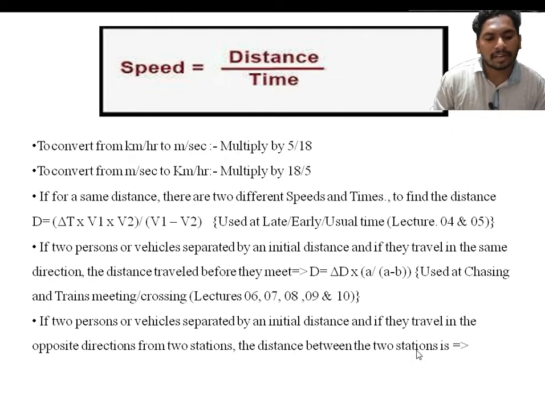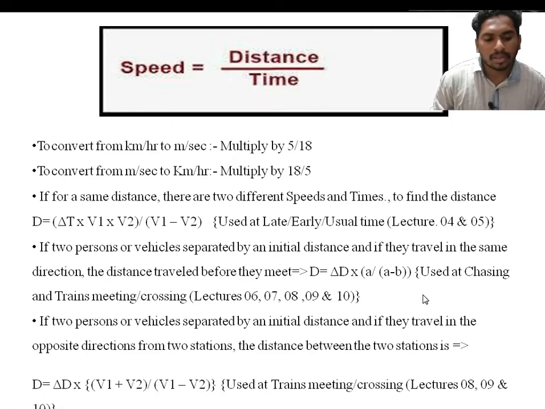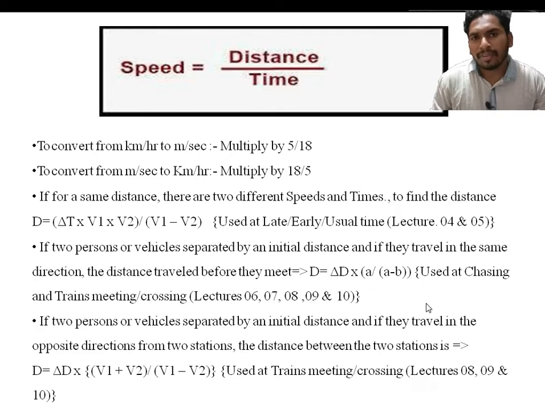If two persons or vehicles separated by an initial distance travel in opposite directions from two stations, we need the distance between the two stations. Station A and station B will be there. One train starts from one station and the other from another station with different velocities, and one train travels a bit more distance than the other. That we take as delta D, into (v1 + v2)/(v1 - v2). This formula we have used in lectures 8, 9 and 10.